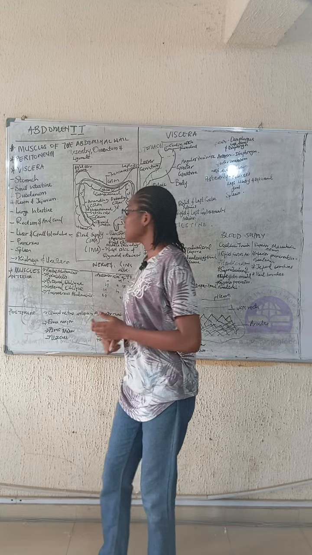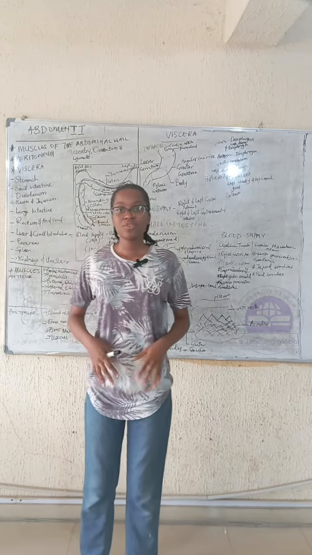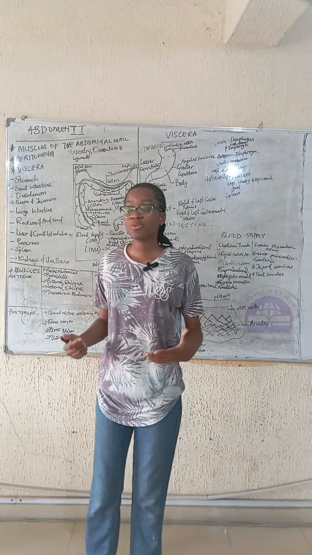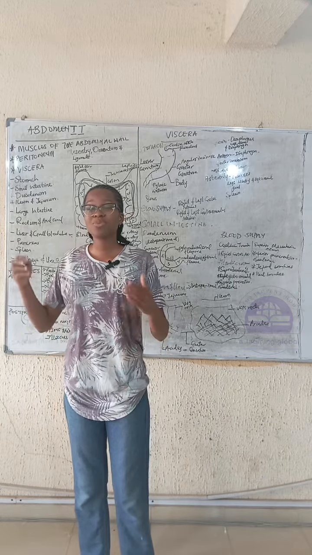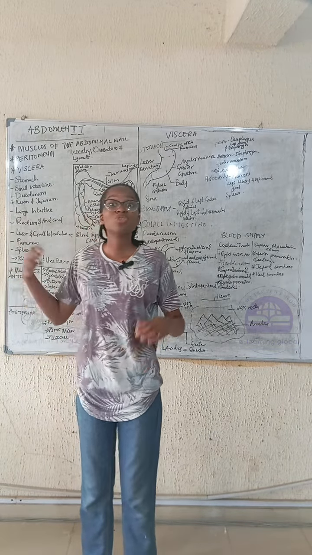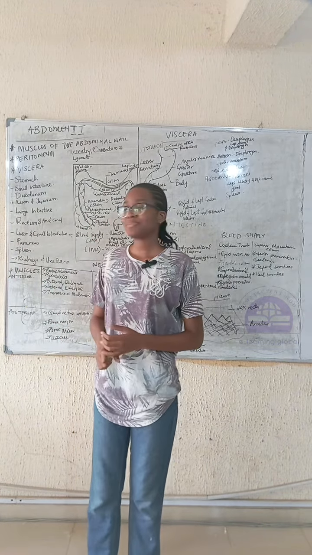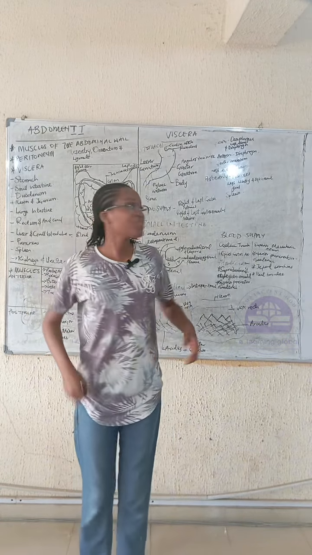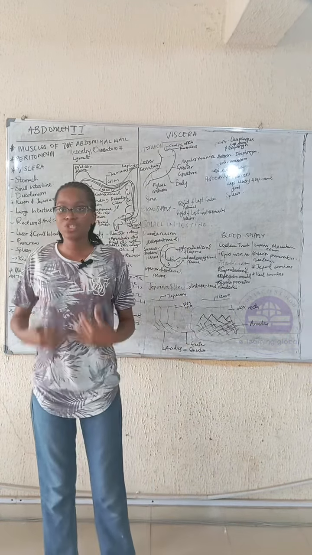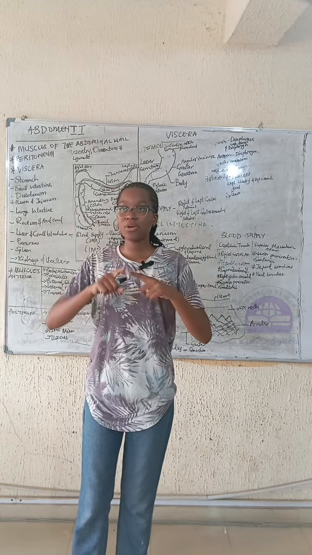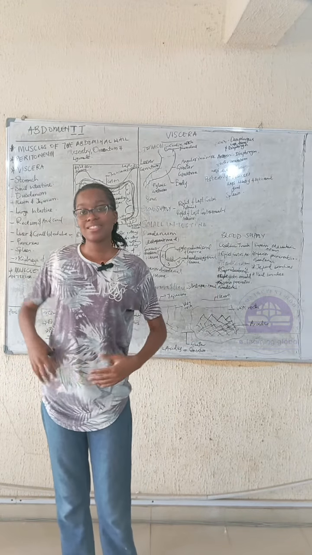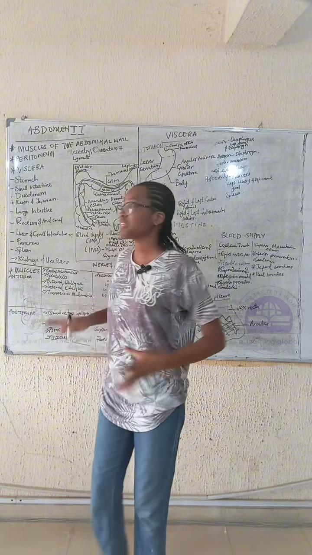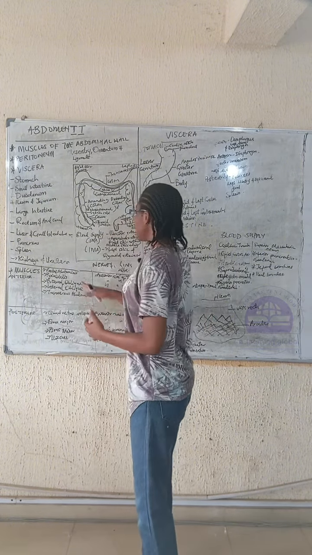So it also inserts inferiorly into the pubic symphysis, the pubic crest, the pubic tubercle, and then it also has a bit of insertion to the iliac crest. So if you remember when we were talking about the divisions, I mentioned a bone called the ilium that has a crest. So it also attaches anteriorly to the anterior portion of the iliac crest. Then we have the internal oblique muscle.